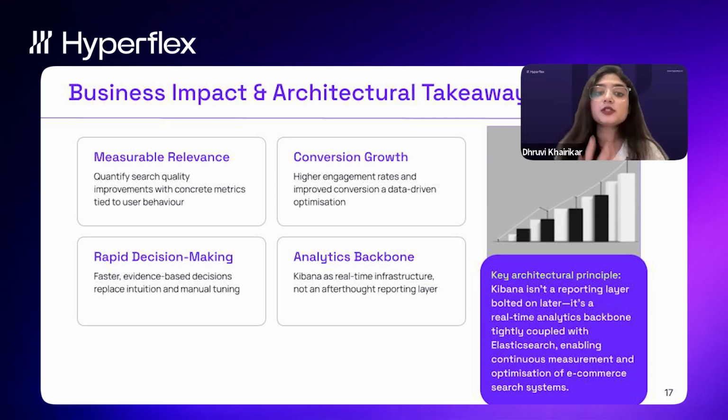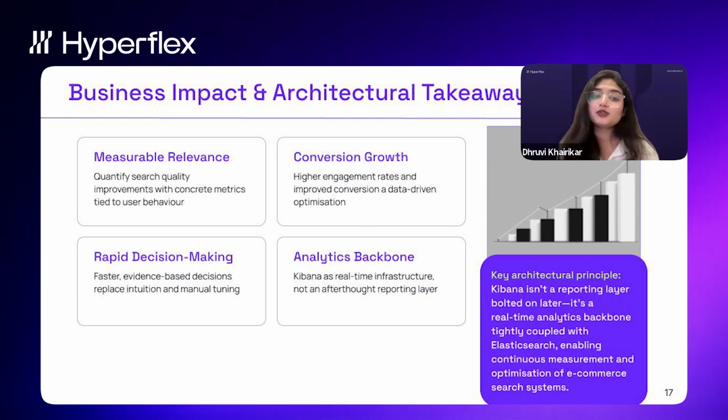So, from a business perspective, Kibana enables measurable relevance. Search quality is no longer subjective. Improvements are quantified using engagement metrics, ranking quality, and behavioral outcomes. So, this directly translates into conversion growth. And when users find what they want faster, they engage more, of course. And when engagement increases, conversion follows. So Kibana makes this relationship much more visible, much more defensible.